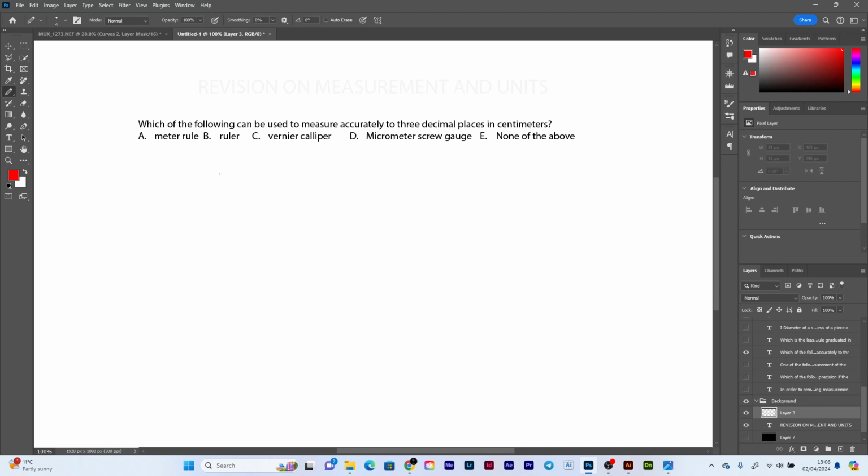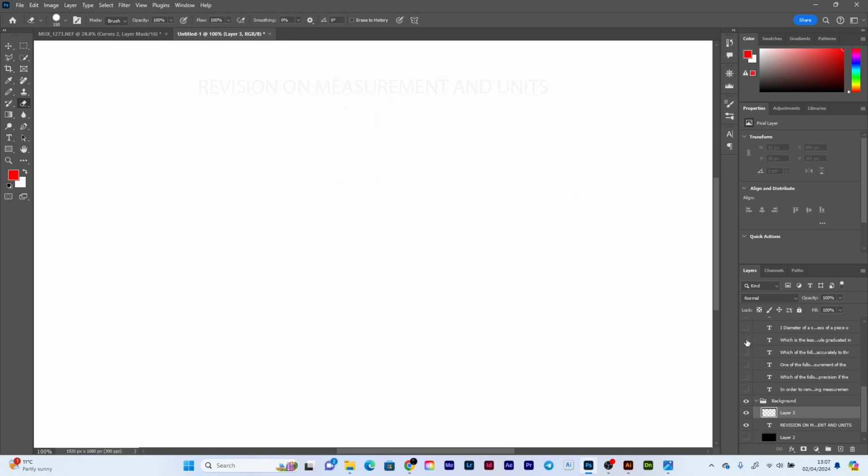It's very, very important. So which of the following can be used to measure accurately to 3 decimal places in centimeter? I want you to pause the video and tell me if you get it right in the comment section. So 3 decimal places in centimeter, that's what? Micrometer screw gauge. And that's option D. Very, very simple. It becomes so simple when you know what to do, guys. So let's move to the next question.